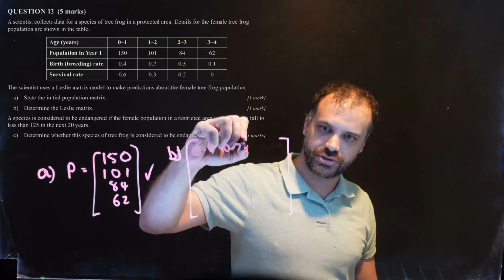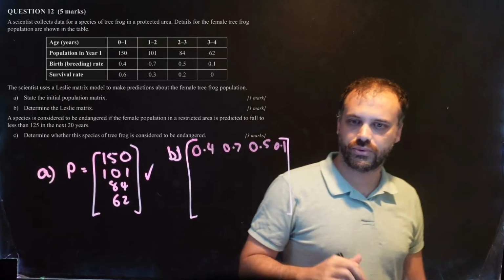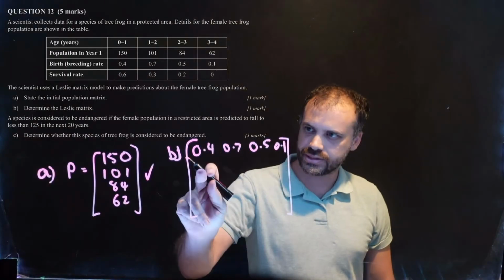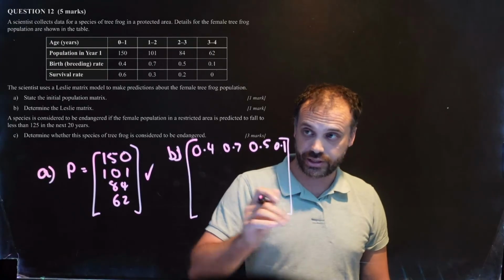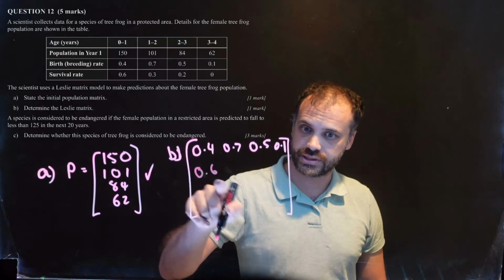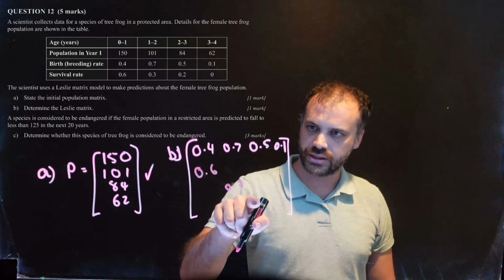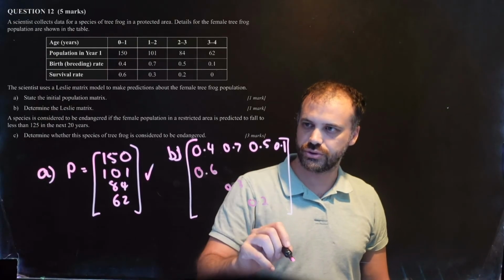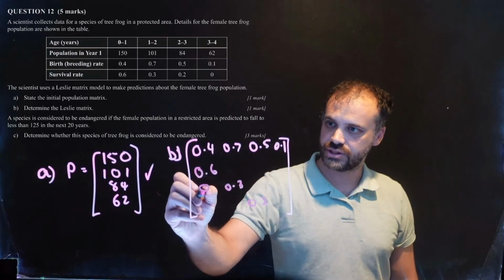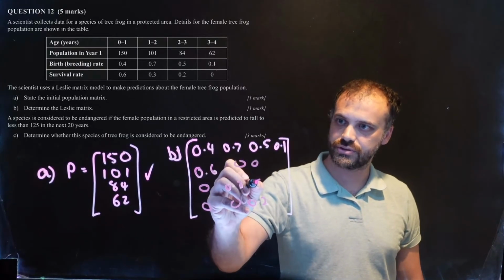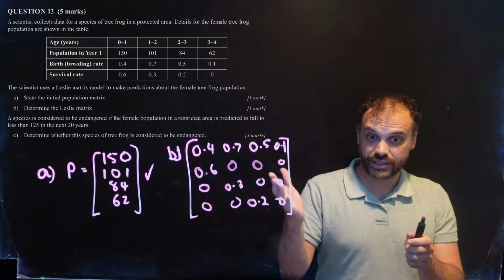So birth rates along the top, and 0.1. So 4 birth rates. And then we're going to start from here and go diagonally down with the survival rates. So we're going to go 0.6, survival rate 0.3, 0.2. Right, now I've gone diagonally down. It is a 4x4 matrix, with zeros everywhere else. Hopefully that makes sense. Maybe that's a little better.